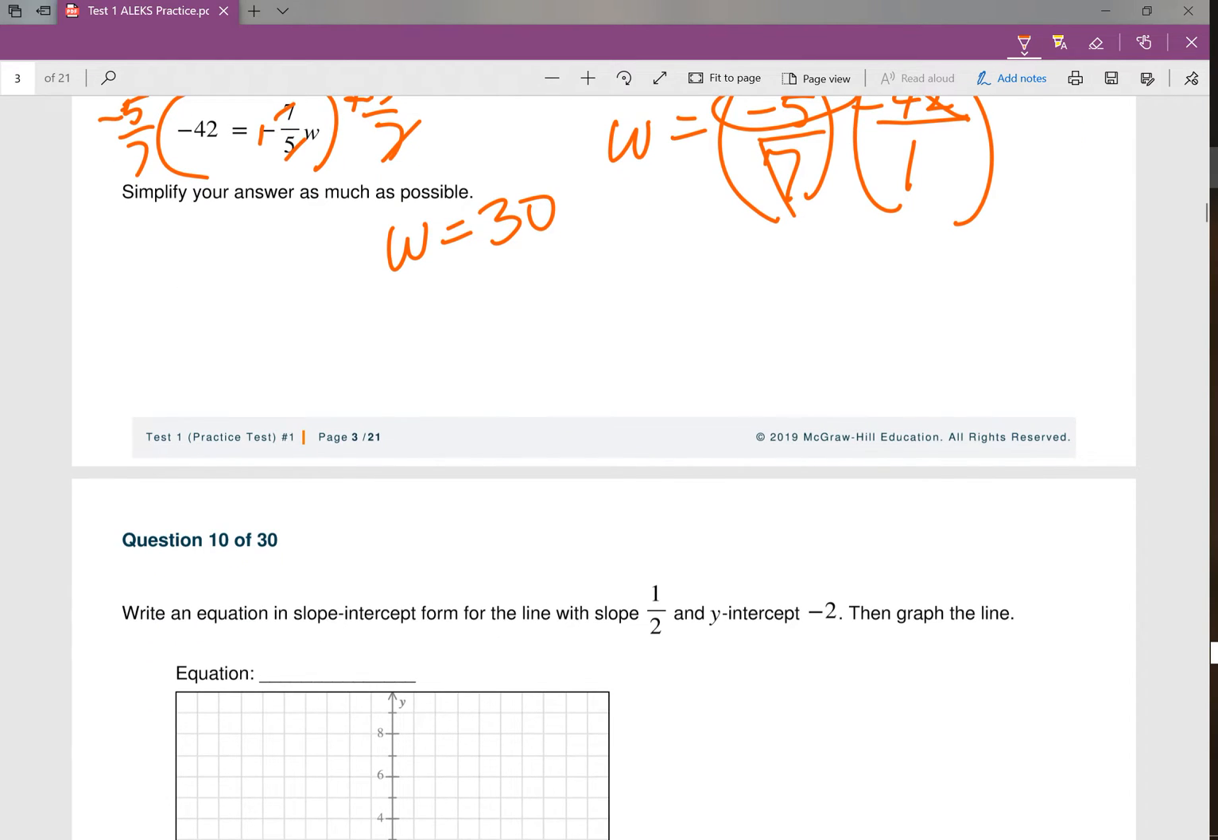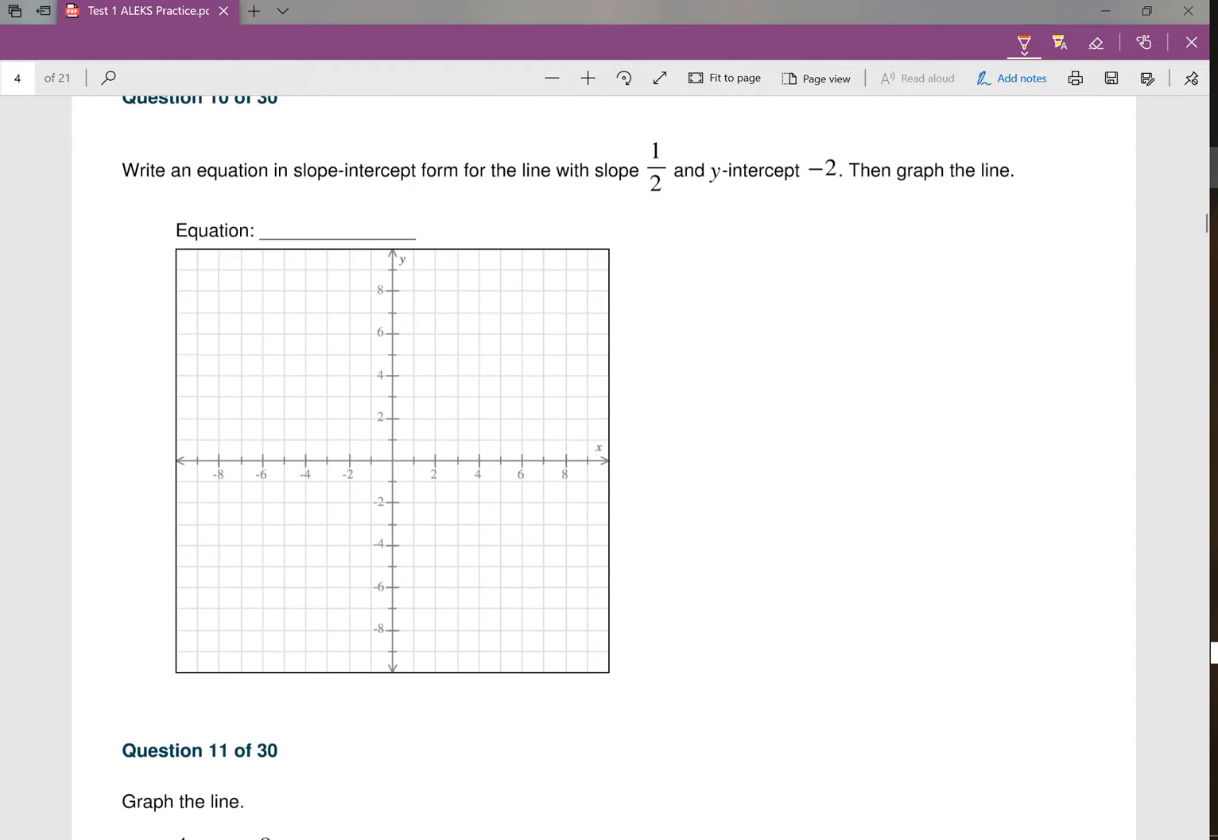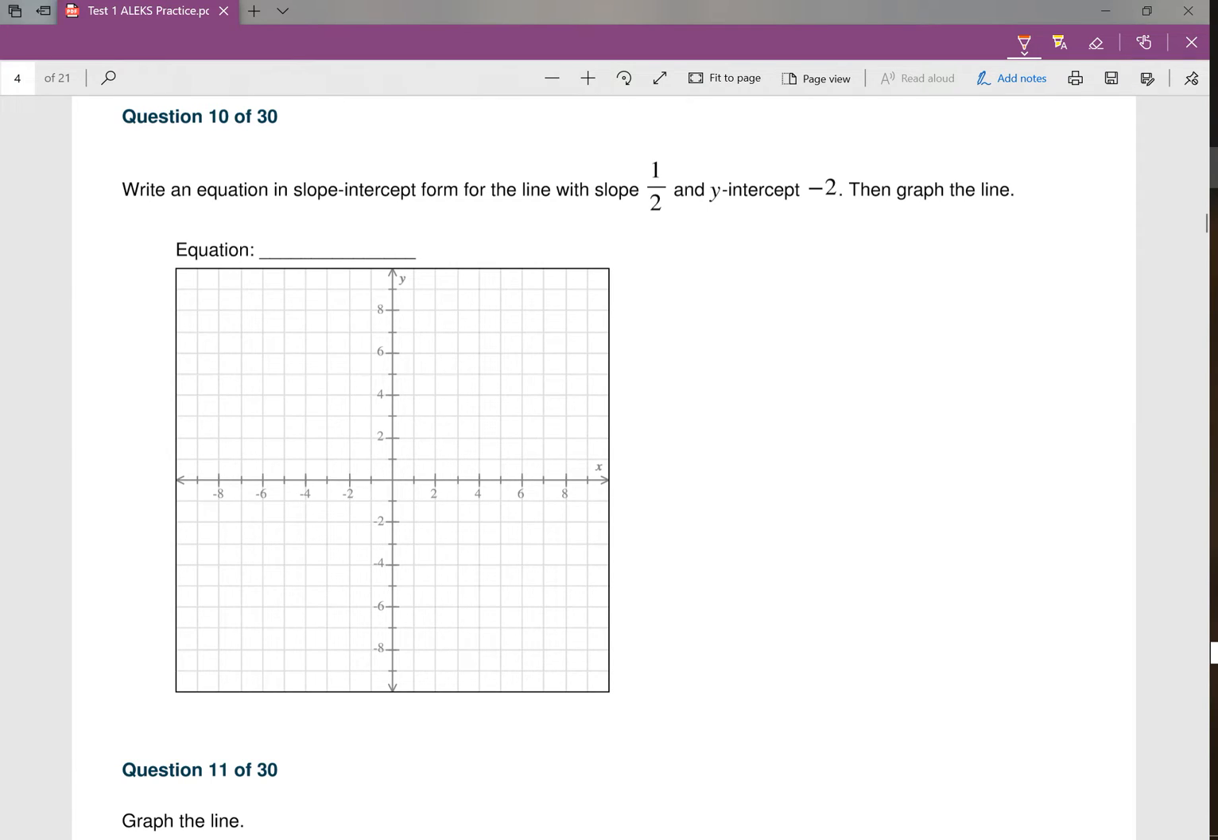Alright, number 10. Write an equation in slope-intercept form for the line with a slope of 1/2. So y equals 1/2 x. Y-intercept negative 2. Done. Then graph the line. So if the intercept is negative 2, I'm going to go according to the slope up 1 over 2. That's my next point. Done, son.